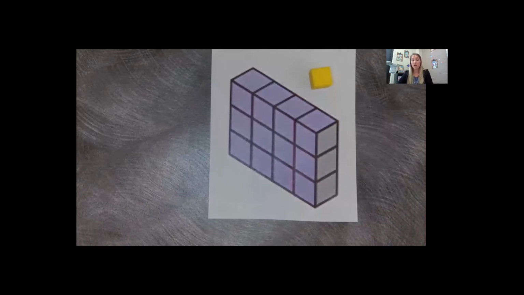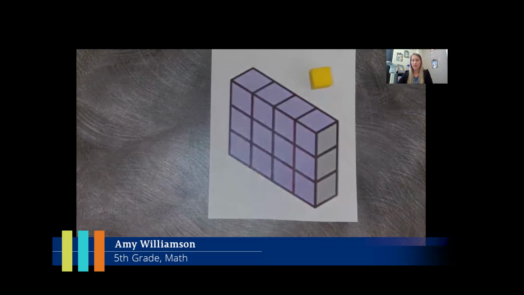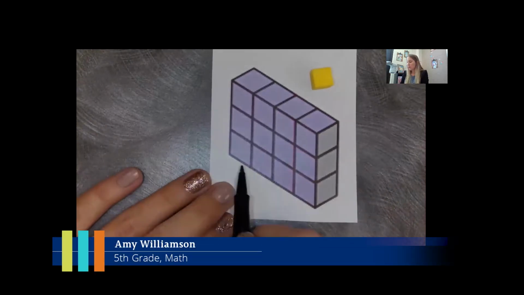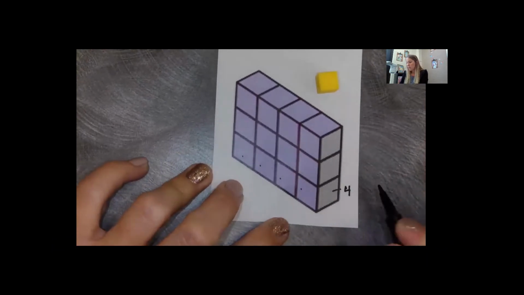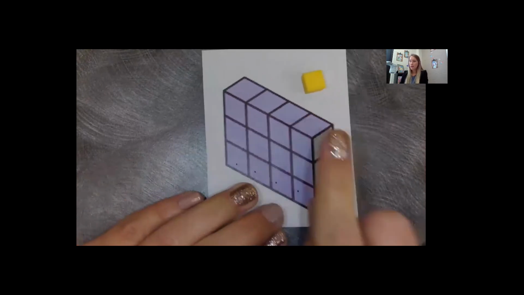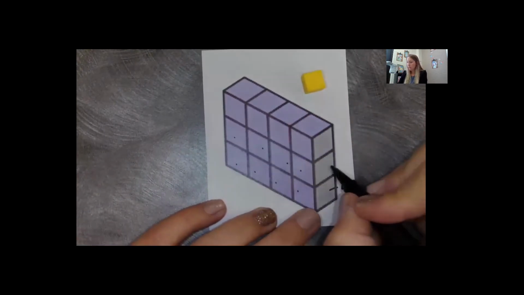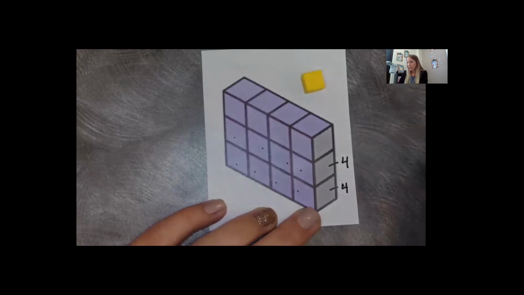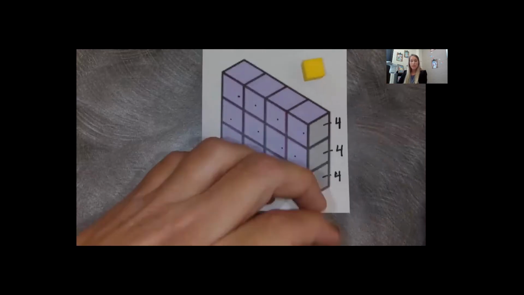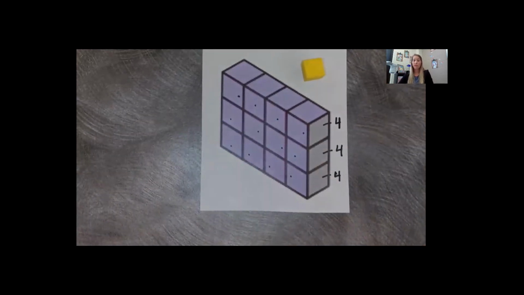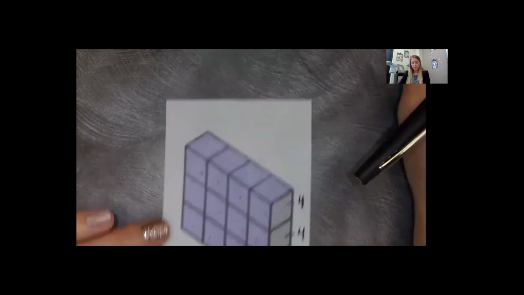I can count each of the cubes in a row, even though I can't actually see all 6 faces of the unit cubes. So I know that there are 1, 2, 3, 4 cubes in this row, even though I can't see the back. And I know there are 1, 2, 3, 4 cubes in this row, and 1, 2, 3, 4 cubes in this row. And that tells me I would need 12 unit cubes to make this rectangular prism. Great job. Now let's look at another one.